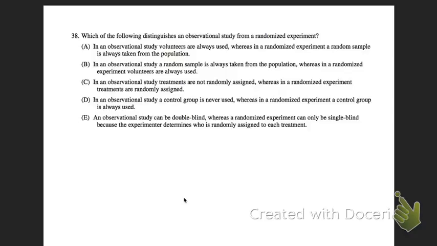Tricky wording. So the difference between observational and experiment: experiment means you're imposing a treatment on people, and observation means you're just sitting back and watching. So experiment means you're making people do things. But in both of them, they both have random selection or assignment.